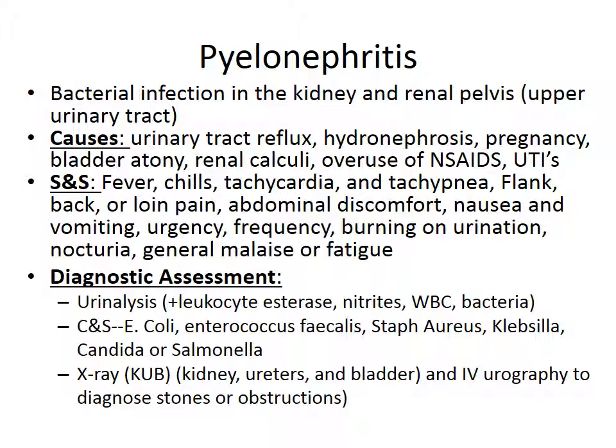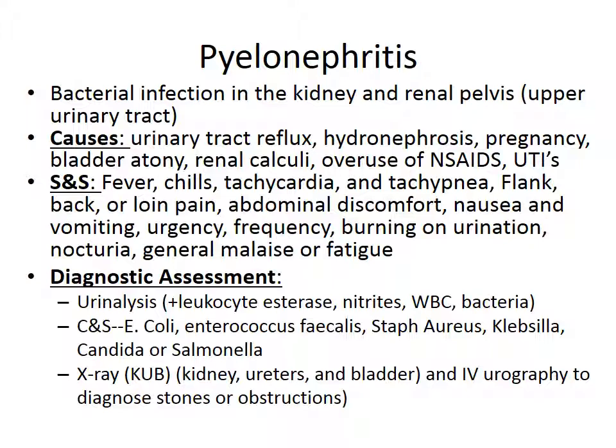Diagnostic assessment of the patient includes a urinalysis, keeping in mind that a positive leukocyte esterase is the most sensitive indicator for a urinary tract infection. Nitrates are present in the urine, white blood cells are often present, and so are bacteria. It is important to remember that in these patients, if at all possible, you want to do a catheter specimen rather than a clean catch to make sure that the white cells and bacteria present in the urine are accounted for due to the infection and not from the actual urinary collection itself.